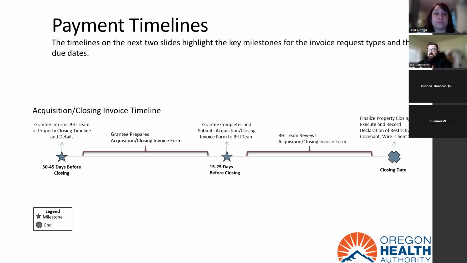So when we get to closing date, we'll finalize the property closing with title. We'll also execute and record a declaration of restrictive covenant against the title of the property. That'll ensure that our use restriction is memorialized on the title of the property, and the wire will be sent to title to finalize closing.